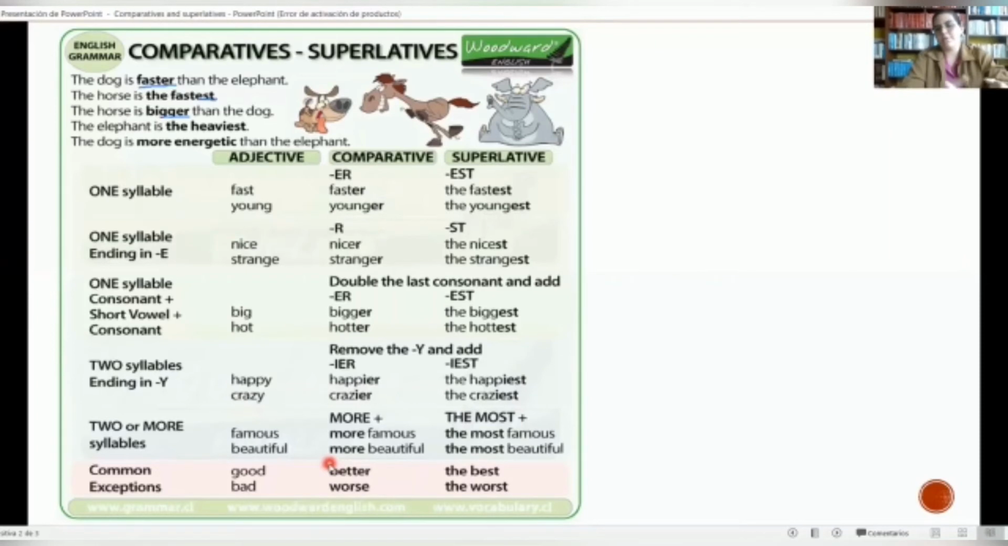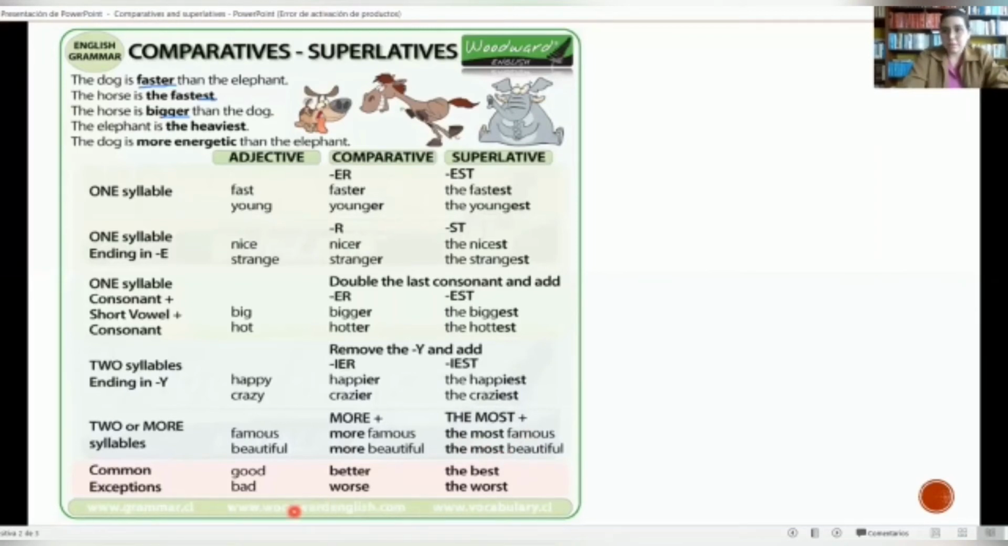Two or more syllables, for example, famous, beautiful, awesome. You say more, you don't need the ER. You put more: more famous and more beautiful. And if you are talking about superlative, you say most famous and most beautiful.